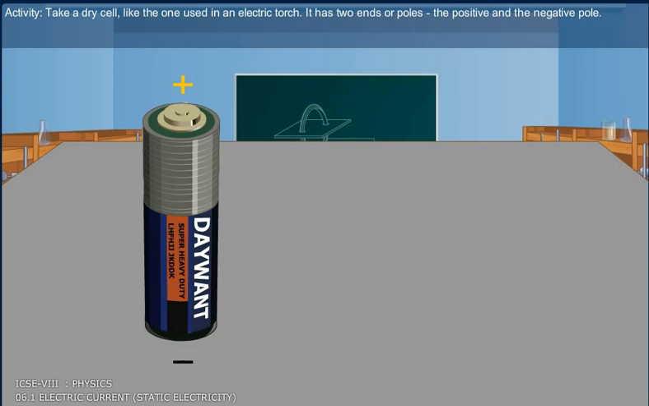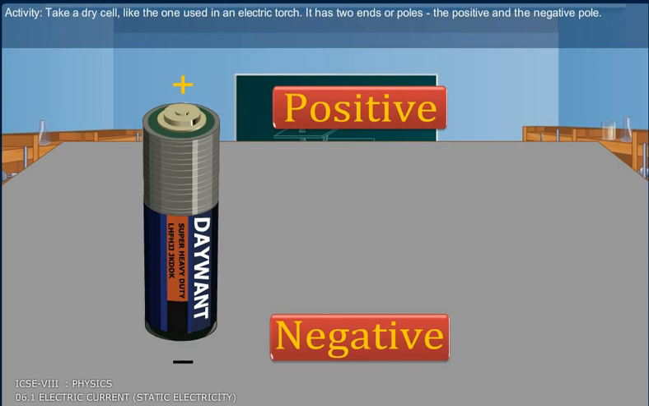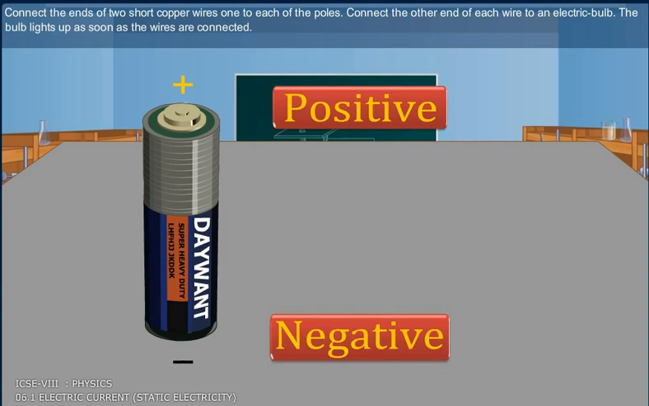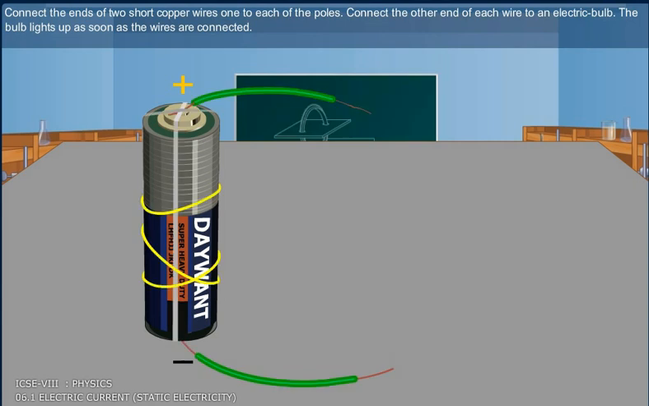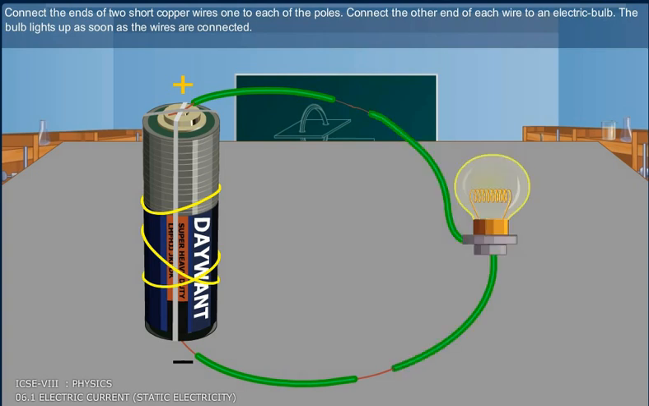Activity. Take a dry cell, like the one used in an electric torch. It has two ends or poles, the positive and the negative pole. Connect the ends of two short copper wires, one to each of the poles. Connect the other end of each wire to an electric bulb. The bulb lights up as soon as the wires are connected.